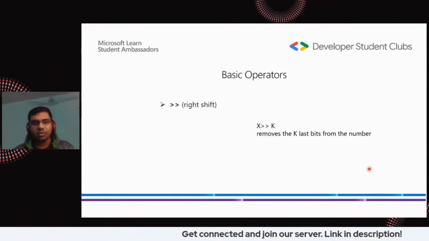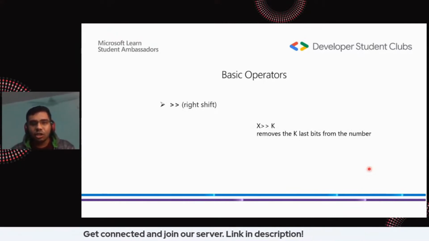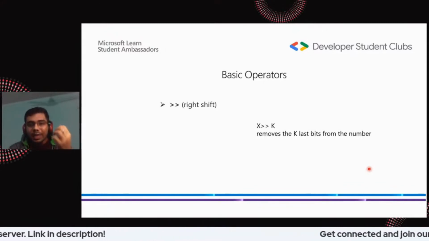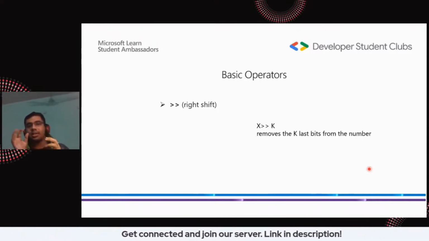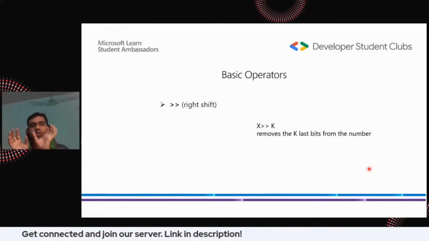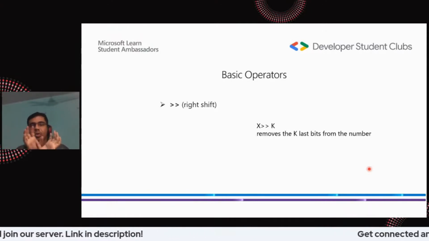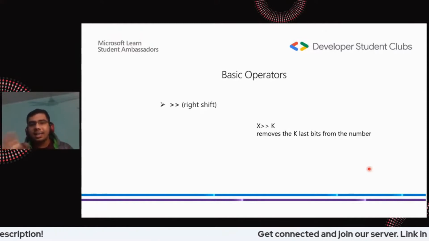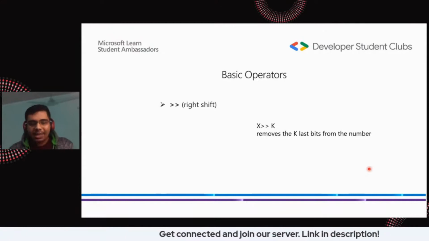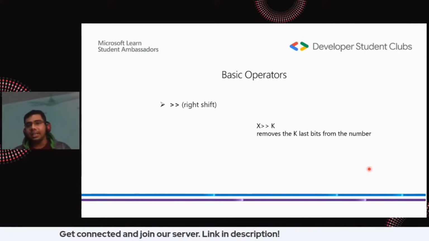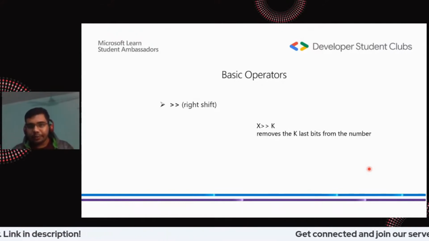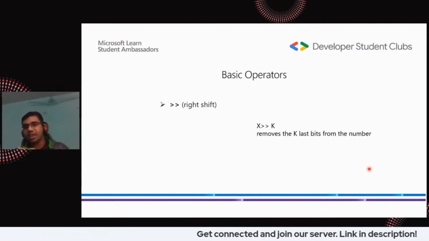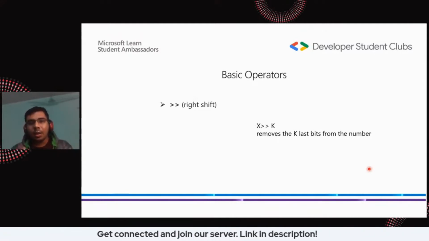What this right shift does for you is, if there is a number x, right shift k, this removes the last k bits from the number. So this is the number you have, and these are the k bits. It will just remove the last k bits and give you the number. As an example, if you take 14 and try to do right shift 1, this will actually break the number.